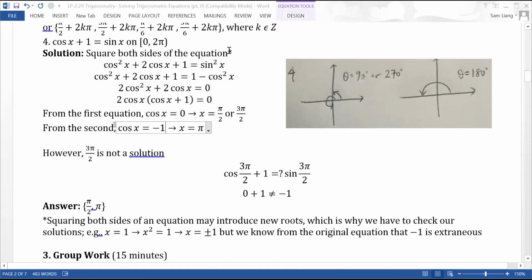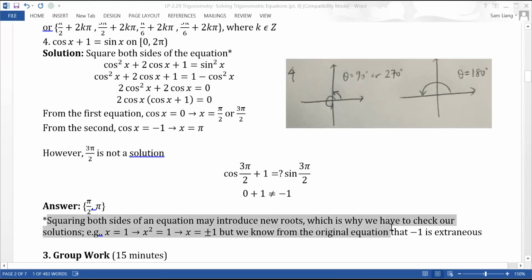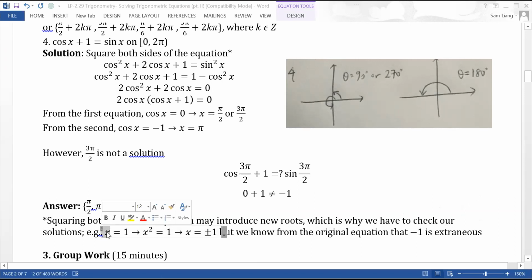Again, there's an asterisk there because squaring both sides of an equation may introduce new roots, which is why we have to check our solutions. As another example, I give the example of x equals 1. If you square both sides, you get x squared equals 1. And then if you take the square root of that and solve for x, then you get x equals plus or minus 1. But we know from the original equation that negative 1 is extraneous. If you plug negative 1 into the original, negative 1 equals 1, that's not true. So you get extraneous solutions sometimes if you square both sides of an equation.